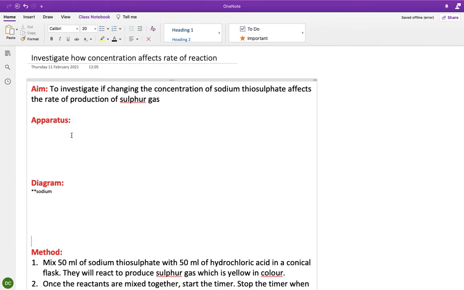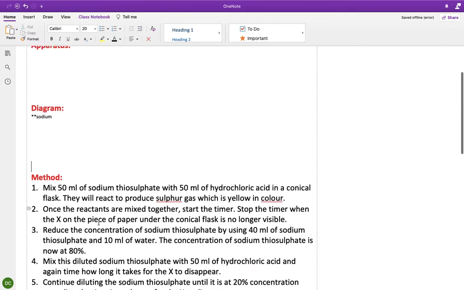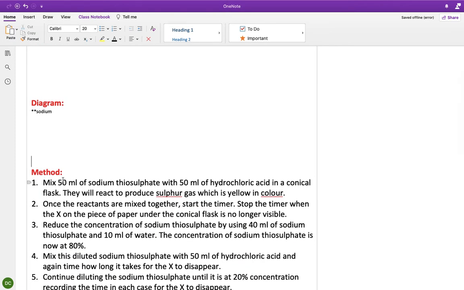Okay, so like normally I've left out the apparatus. I'm going to show you what this experiment looks like in a minute, so you'll be able to draw the diagram. So what we do is we mix 50 ml of sodium thiosulfate with 50 ml of hydrochloric acid. Now, the picture I show you, they don't use a conical flask, but we're going to use a conical flask.